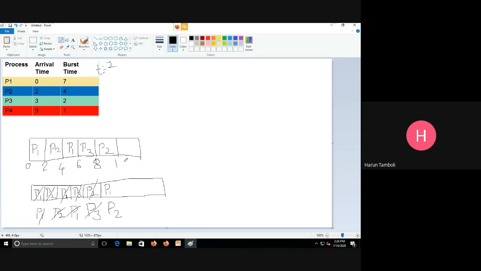Now 10 seconds are over. P2 will execute from 8 to 10. Before that, at the 9th second, P4 arrives, so P4 is placed in the ready queue. Clear? Now after 10 seconds, P2 completes the execution and P1 gets the CPU.